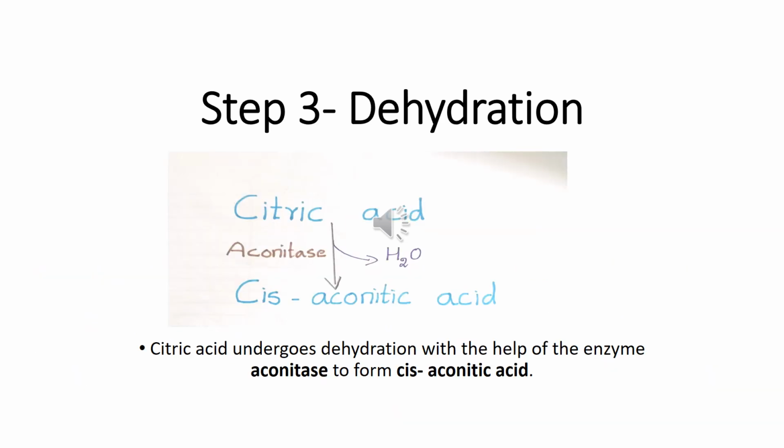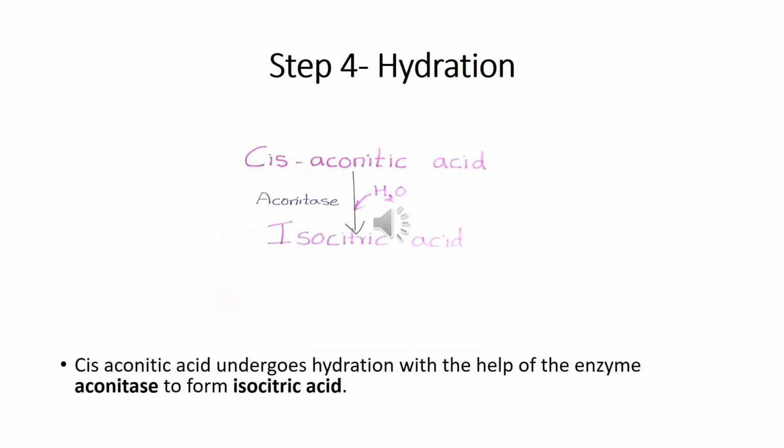Step 3, dehydration. Citric acid undergoes dehydration with the help of the enzyme aconitase to form cis-aconitic acid. It remains bound to the enzyme. Step 4, hydration. Cis-aconitic acid undergoes hydration with the help of the enzyme aconitase to form isocitric acid.